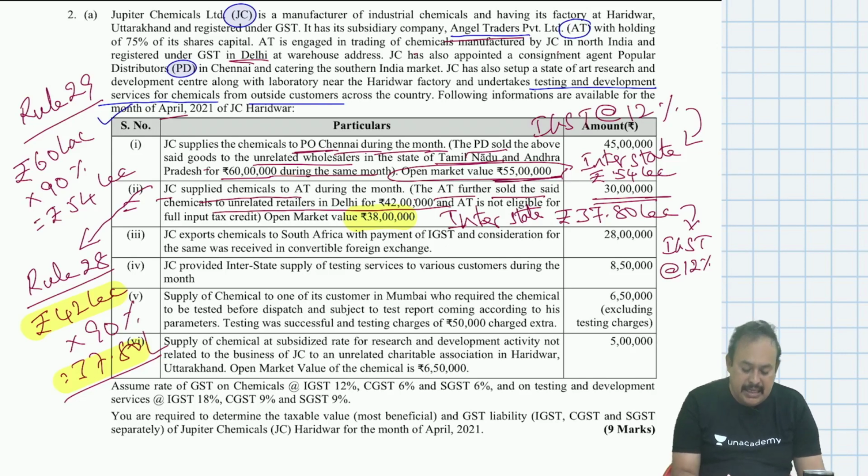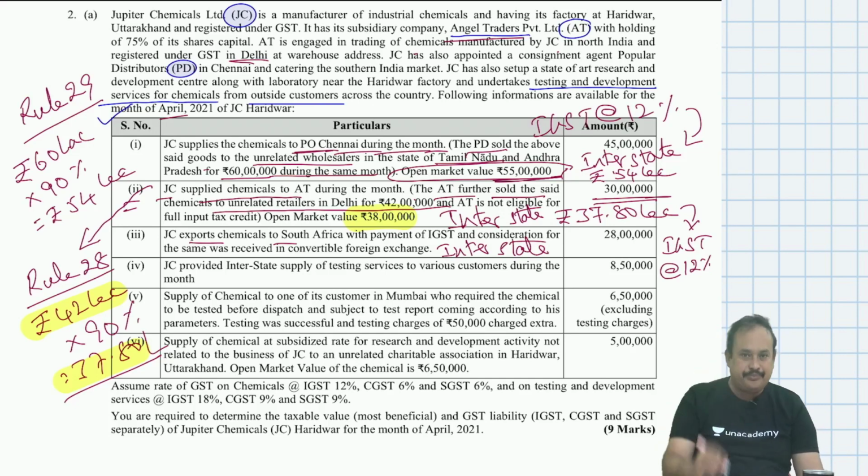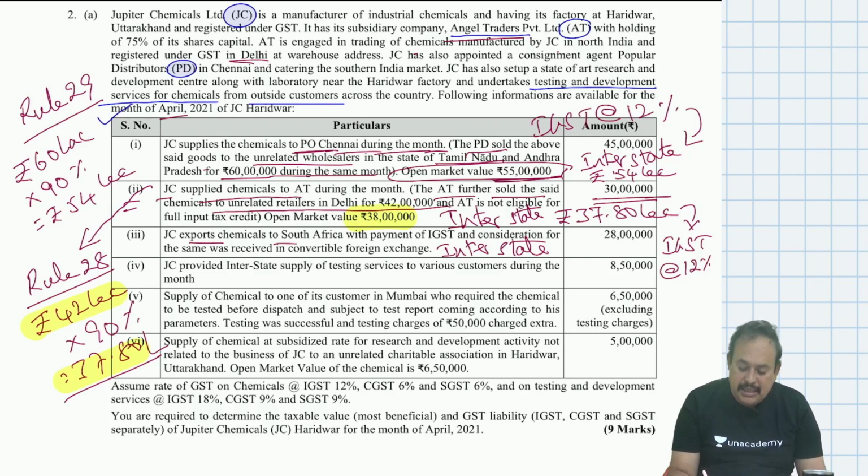Further, JC exports chemicals to South Africa with the payment of IGST, and consideration for the same was received in convertible foreign exchange. So it is interstate supply. Export and import are treated as interstate supply as per the 101st Amendment Act in the year 2016. So it is interstate supply. IGST will attract at the rate of 12% on 28 lakh.